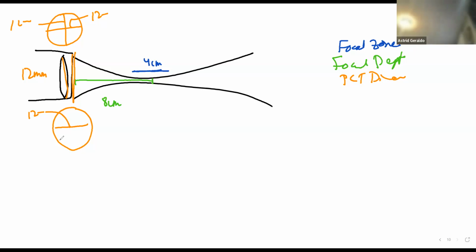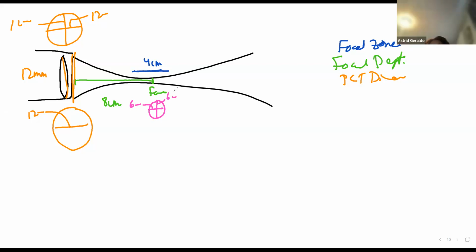Yeah. Good. Now the next question is, what is the diameter of the sound beam at a depth of 8 centimeters? What do we see that 8 centimeters represents? The focal depth. So at a depth of 8 centimeters, that is going to be your focus. And what did we say was the diameter of the beam at the focus? Half of what it is over here. So the width of the beam would be half of 12 millimeters, which is 6 millimeters. And since we are talking about a round or circular PZT, the height will also be 6 millimeters. Did that make sense?